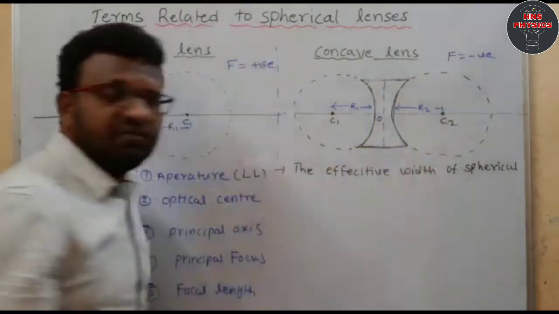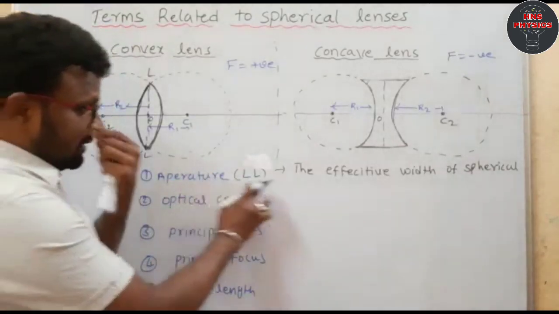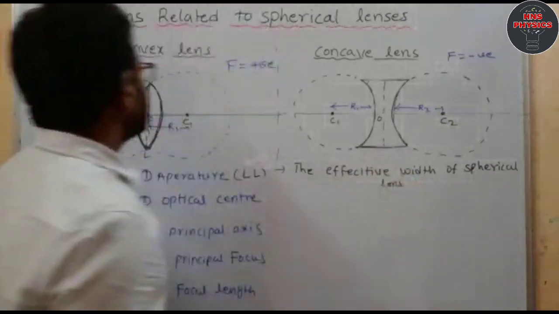So from here, refraction takes place from both lenses. That is called aperture. The effective width of a spherical lens is called aperture.